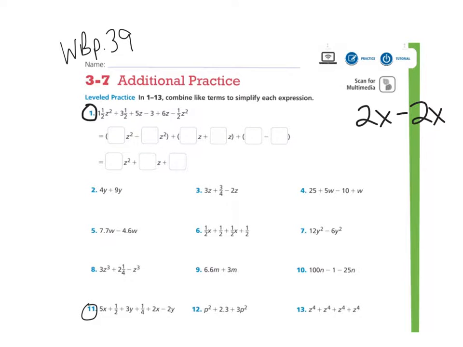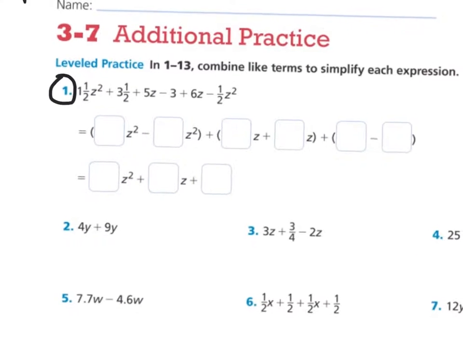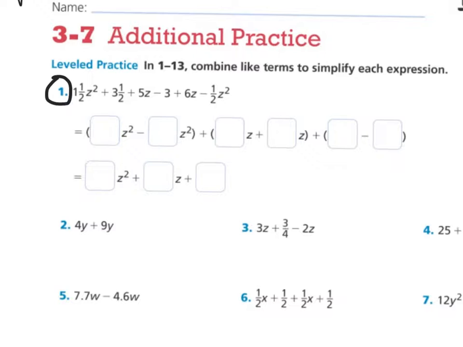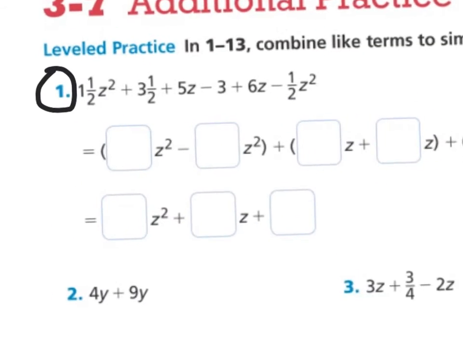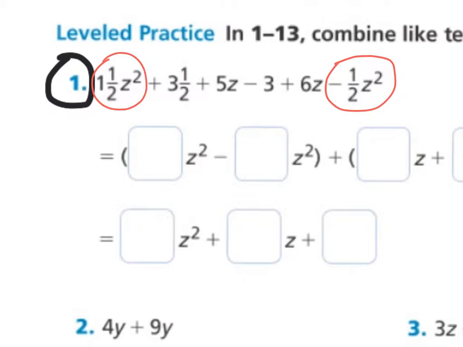Continuing our discussion, Lesson 3.7, Simplifying Algebraic Expressions. If we look at workbook page 39, number 1, they want us to combine like terms to simplify each expression. So looking for like terms here, notice the first term has a z squared. So what we're going to do is look for any other terms that have z squared on it. And you'll notice the last term here also has a z squared.